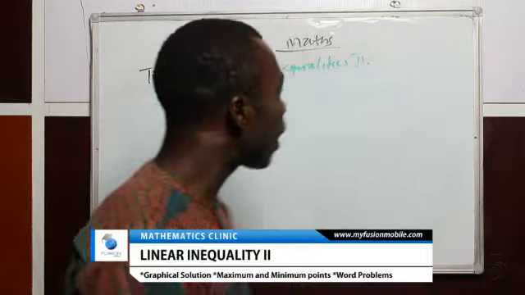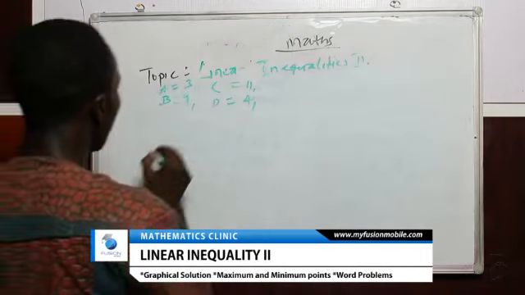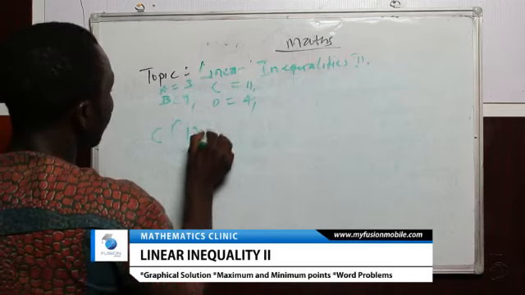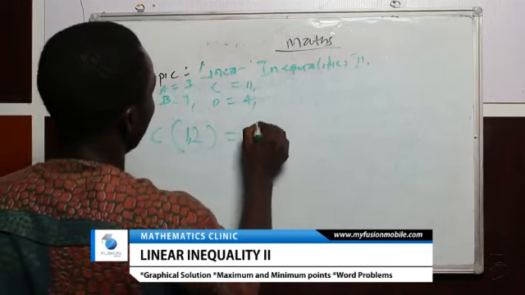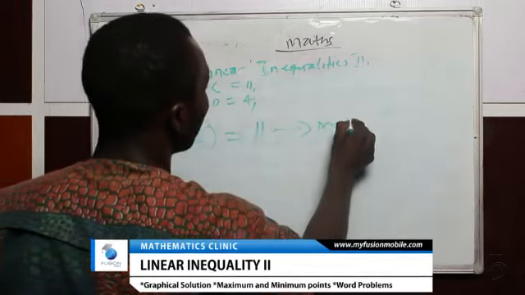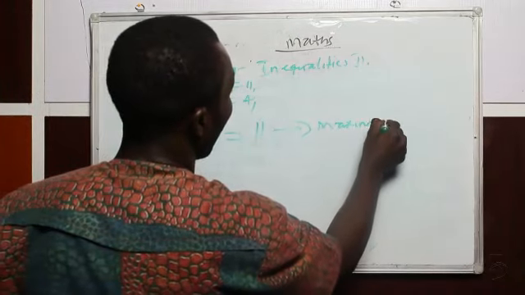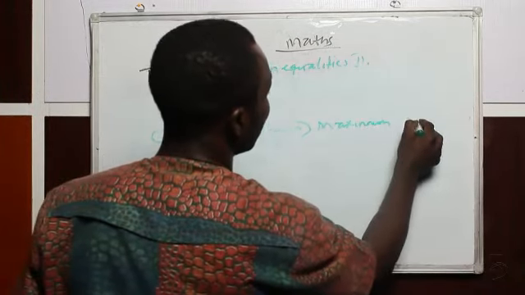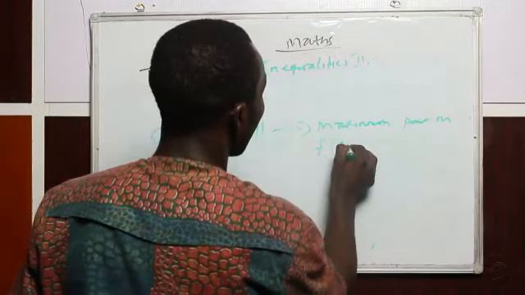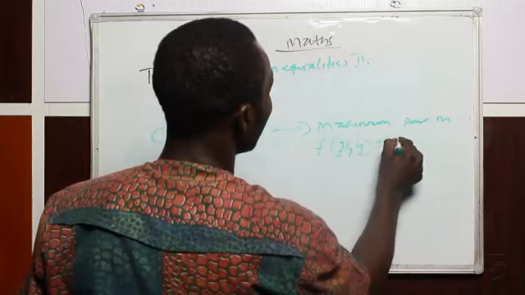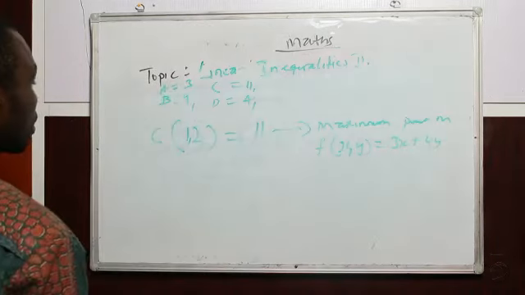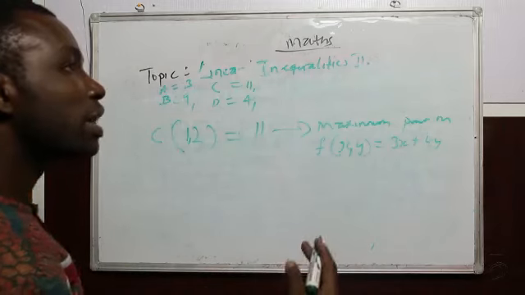3. So at that point is what we are going to write: C, 1, 2 is the maximum point on the graph of the function y equal to 3x plus 4y. Now, the minimum point?